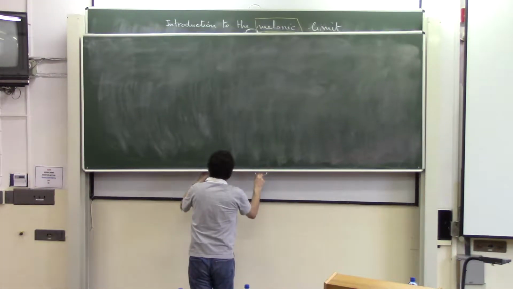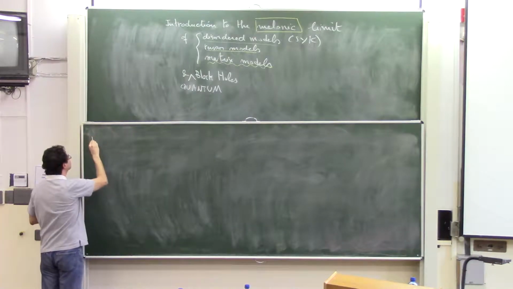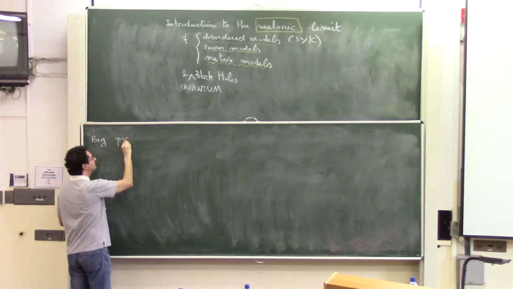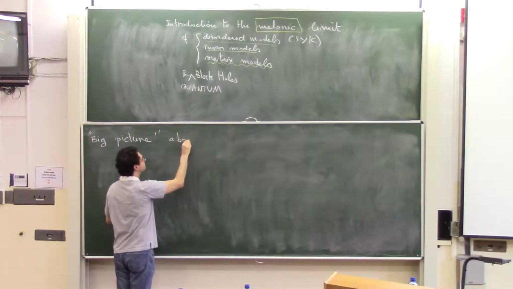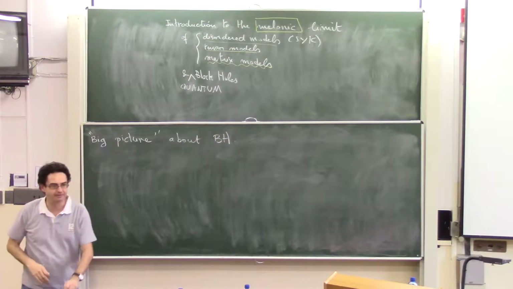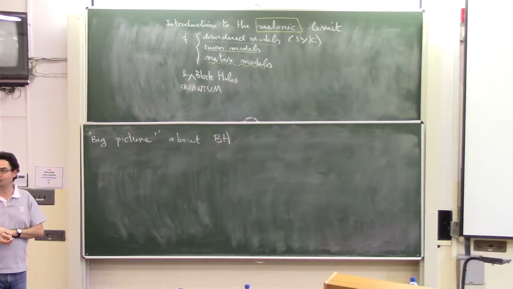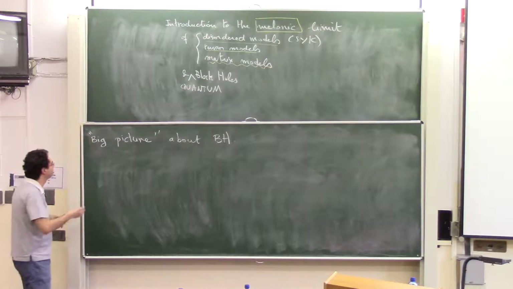All right, so let me spend a few minutes on the big picture about black holes. This will be very incomplete, but I want to at least make a list of important aspects of black hole physics that any quantum mechanical model that is claimed to describe a black hole should satisfy, should reproduce. Otherwise, it has nothing to do with it.